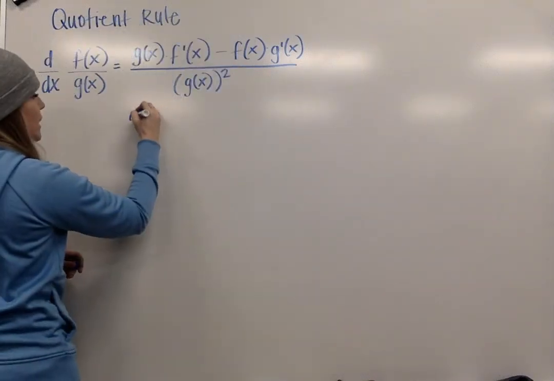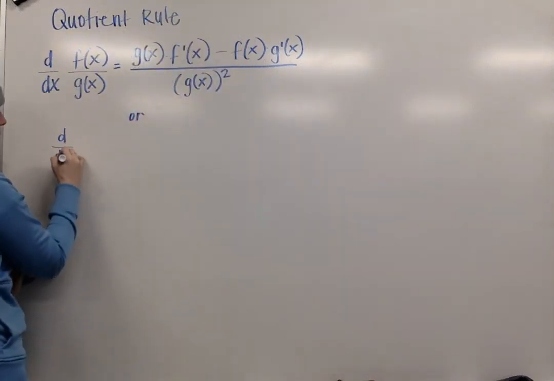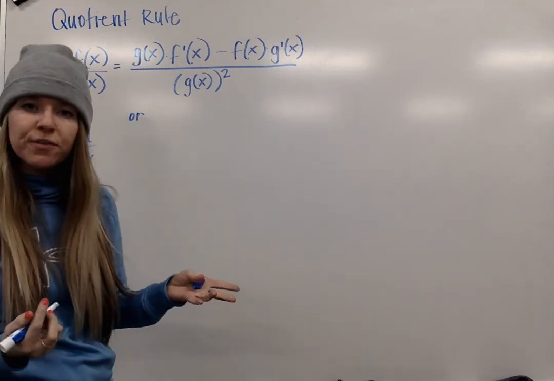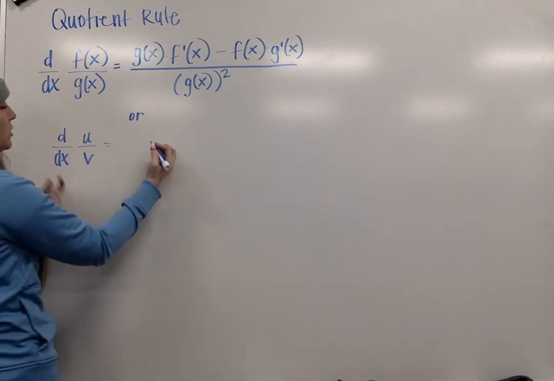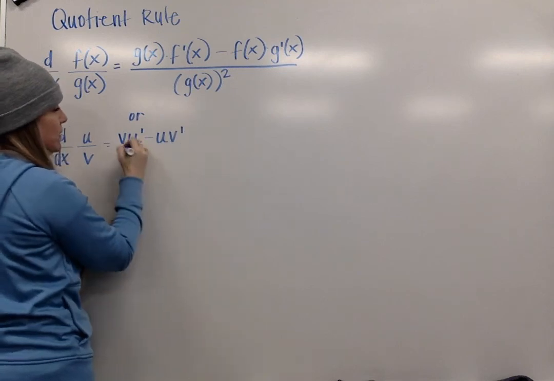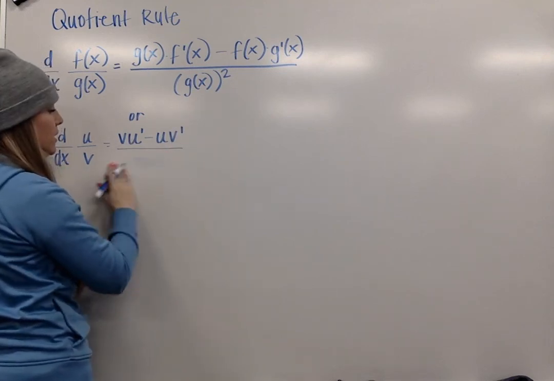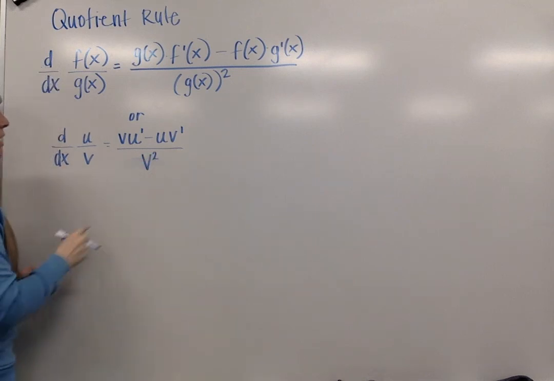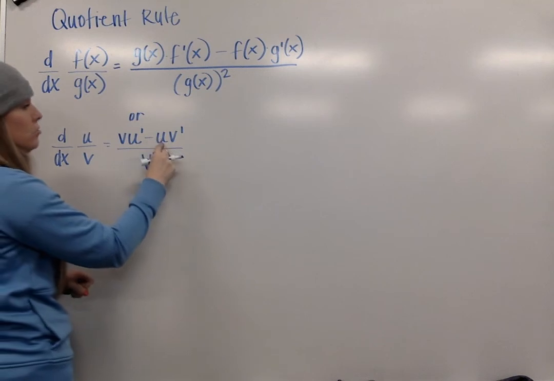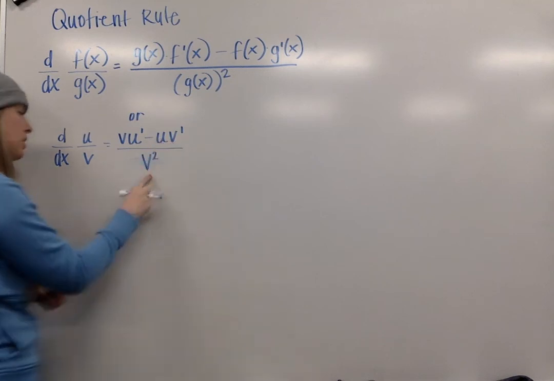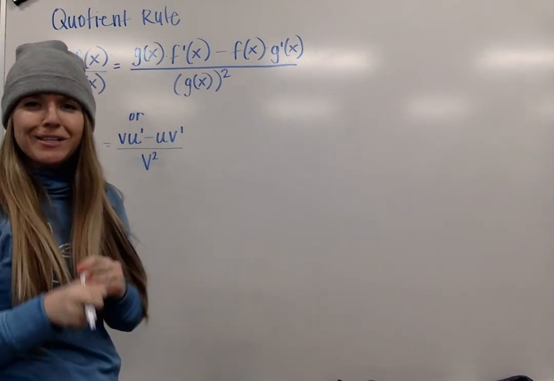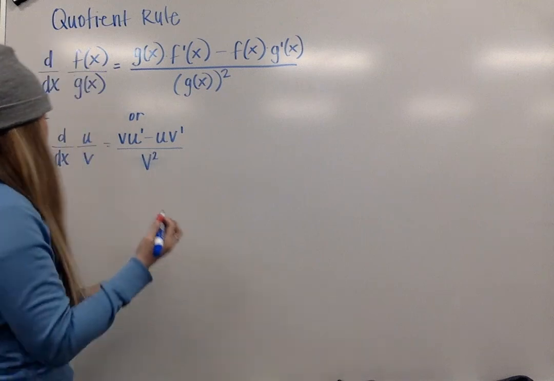We can also see this written in a little bit different notation. If I take the derivative of u over v. U and v, again, are just names for functions. So this would look like v times u prime minus u times v prime over v squared. Okay? Denominator times the derivative of the numerator minus the numerator times the derivative of the denominator over the denominator squared.